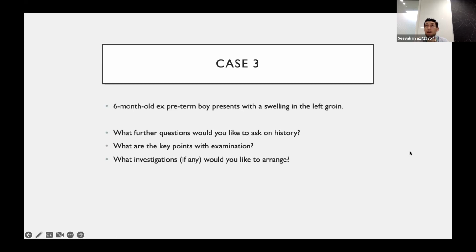Cool. Now, we've talked about this already a bit, but what are the key things on examination for a swelling in the left groin? Like, what do you want to do, and why do you want to do it? I guess on palpation, whether it's separate to the actual testicle.